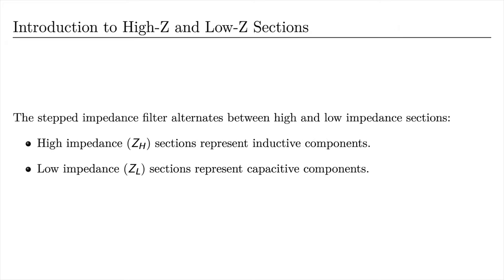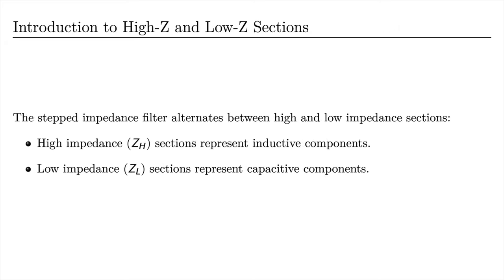This lecture covers the design process for a stepped impedance low-pass filter. Our objective is to create a low-pass filter using the stepped impedance method, with a Butterworth response and a cutoff frequency of 2.5 GHz. The design specifications for this filter include a cutoff frequency of 2.5 GHz, an insertion loss of over 20 dB at 4 GHz, a system impedance of 50 ohms, a maximum realizable impedance of 120 ohms, and a minimum realizable impedance of 20 ohms.